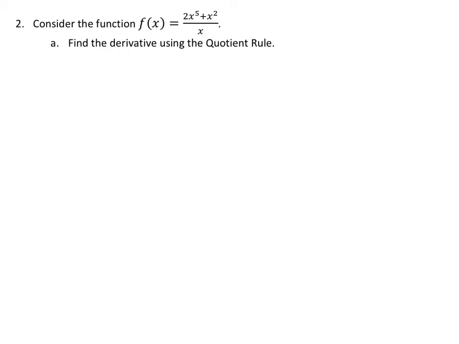So let's consider the function f of x equal to 2x to the fifth plus x squared all divided by x. We're going to find this derivative using the quotient rule. And what I'm going to do here is label my numerator function with an n and my denominator function with a d. And then off to the side here I'm going to write down what the quotient rule is. We take the denominator times the derivative of the numerator minus the numerator times the derivative of the denominator all over the denominator squared.